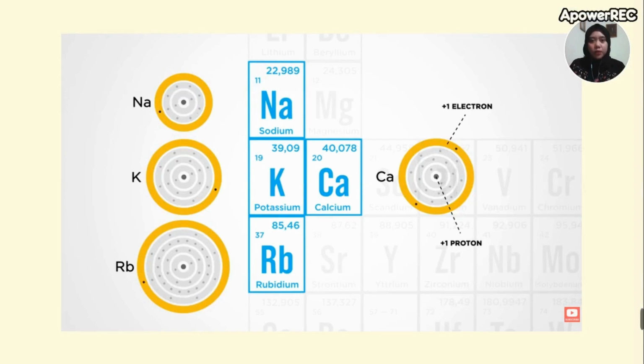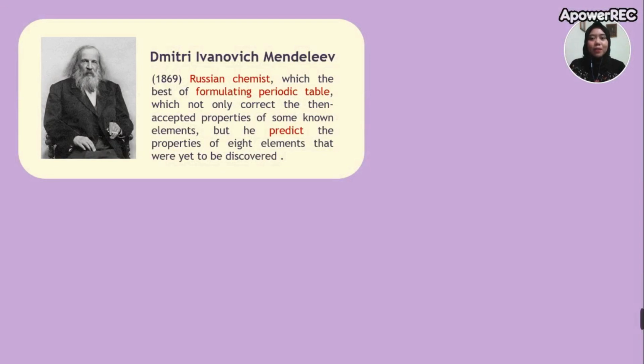Well, the periodic table that we use is from a famous Russian scientist, Dmitry Ivanovich Mendeleev. Yes, in 1869, he was a Russian chemist who was the best at formulating the periodic table. He not only corrected the then accepted properties of some known elements, but he also predicted the properties of 8 elements that were not yet discovered.